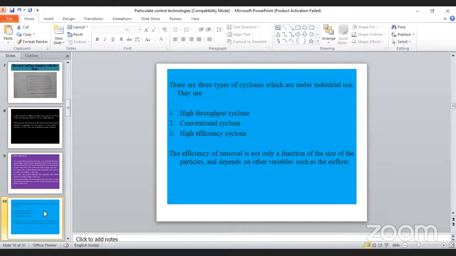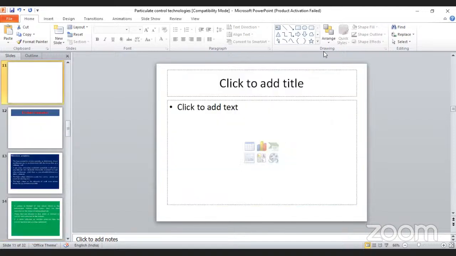The efficiency of removal is not only a function of the size of the particle; it depends on other variables such as airflow, the size of the core, and the distance between the input and where it makes the swirling motion. That is not in your book, it is noted on those points. Based on these three factors only, the efficiency will change.